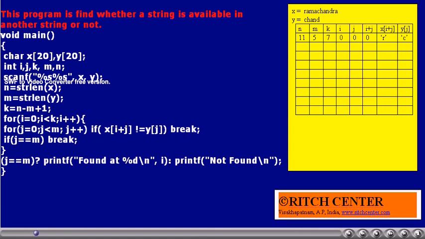x of i plus j is R, y of j, j value is 0, y of j is C. They are not the same, which indicates that the string Chand is not seen in the original string x starting from location 0, that is i value 0. The 5 characters we have taken are not the same as Chand. Thus, we'll shift by 1 character, that is, i value becomes 1, and then searching will be carried out. That is, this time we'll take a substring of length 5 characters starting from element 1. Thus, we'll be continuing the search.